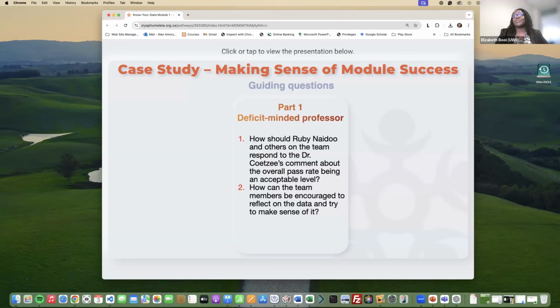And these case studies are there just to guide us in terms of when we go back to our institution, how do we engage with the data that we have in our administrative system, or the data on the KPIs, the key performance indicators that we use in Siyaphumelela? How will they guide our discussions in our own institution? And these are some of the questions that you can also use in your discussions. How can the team members be encouraged to reflect on the data and try to make sense of it?